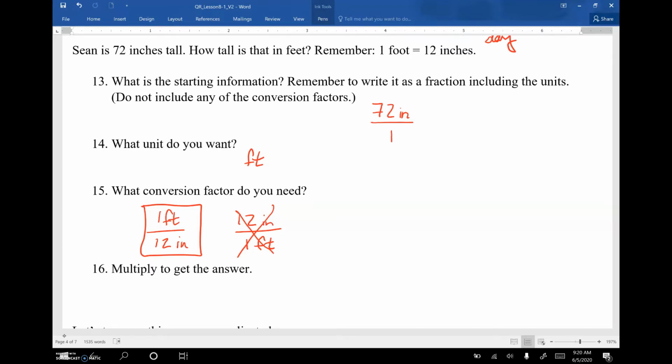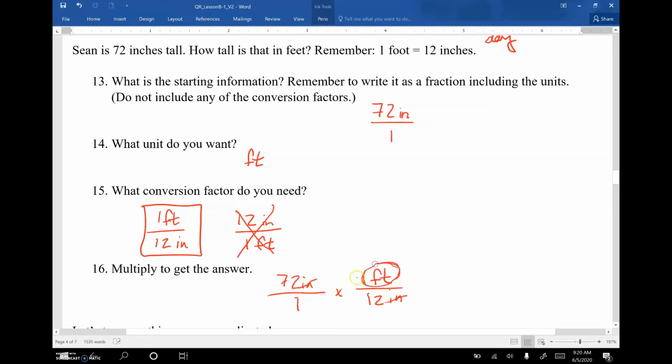So we started with 72 inches over 1. We said our conversion factor that we're going to multiply by is 1 foot over 12 inches. Notice inches on top cancels out with inches on bottom, and we're left with what we want, that is feet on top. And so now it's just going to be top times top, bottom times bottom.